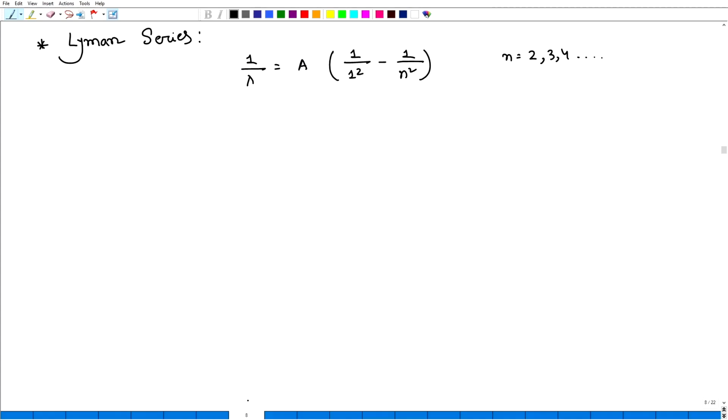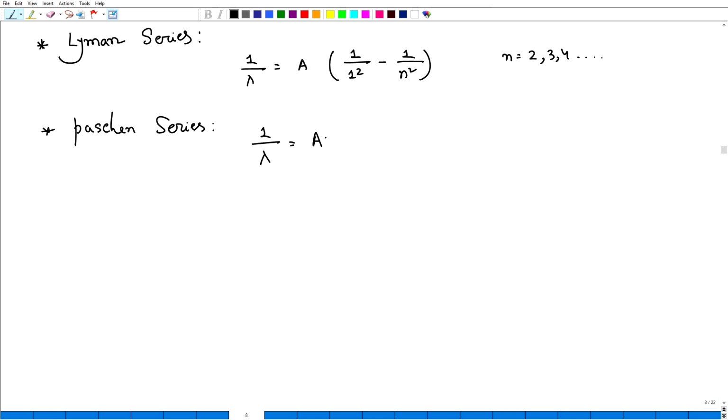So some bunch of lines are following the relation given by Balmer. Those lines are called the Balmer series of lines. Some lines are following this relation given by Lyman. This bunch of lines are called Lyman's lines, and similarly there are some others, like the Paschen line.